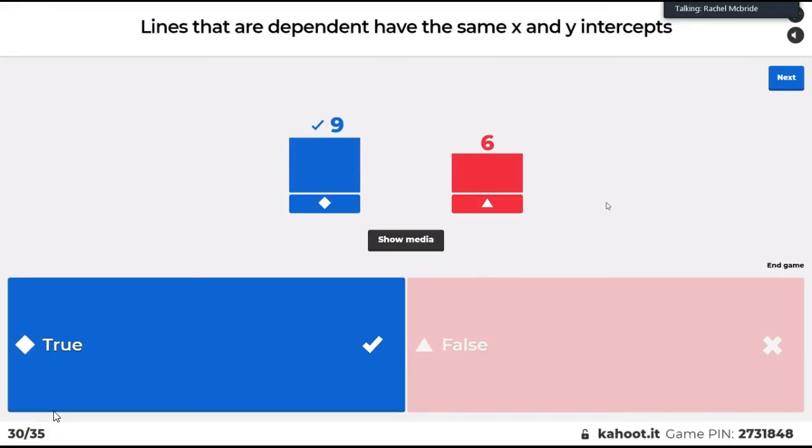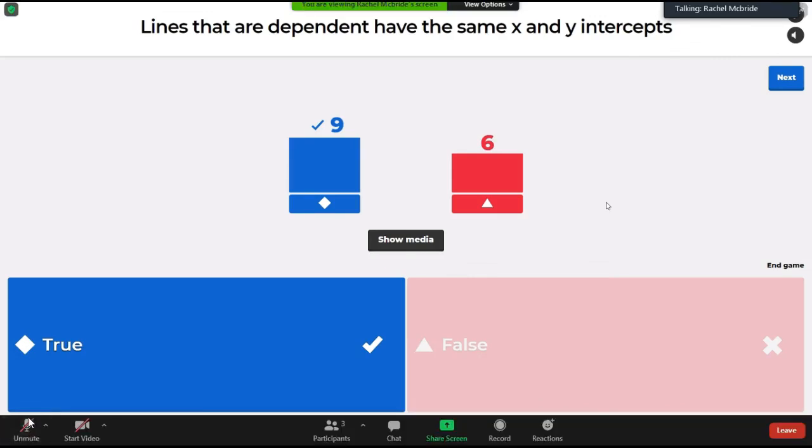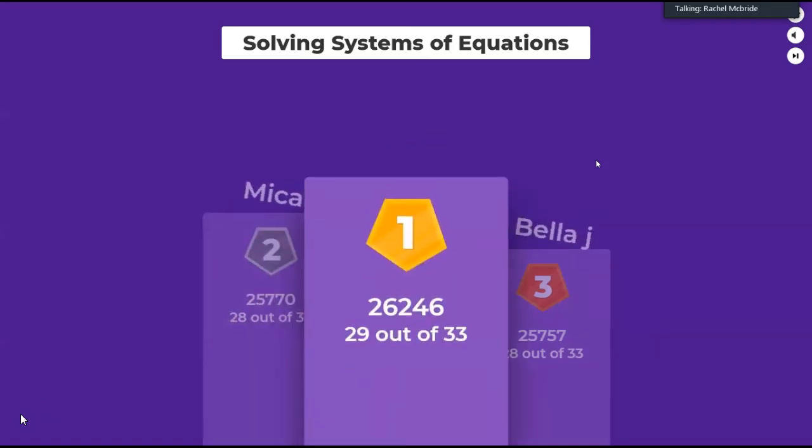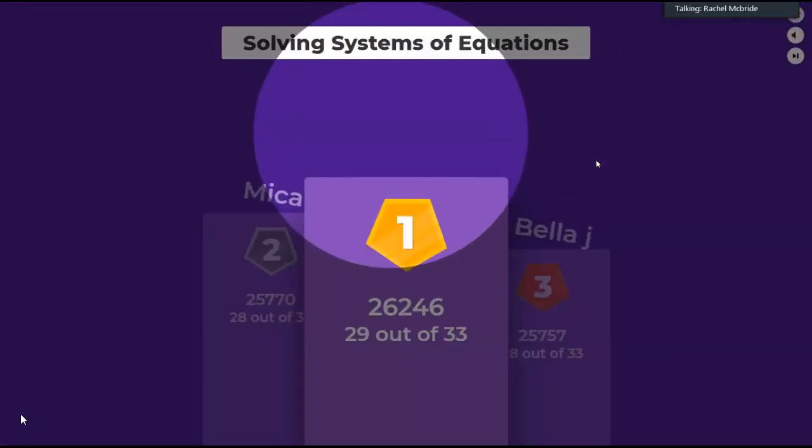Lines are what type of lines? There you go. I see Miss Jenkins. She's got it. They're covering each other, right? If they cover and sit right on top of each other, don't they have to have the same x and y intercept? Yes. Micah and Ryan.